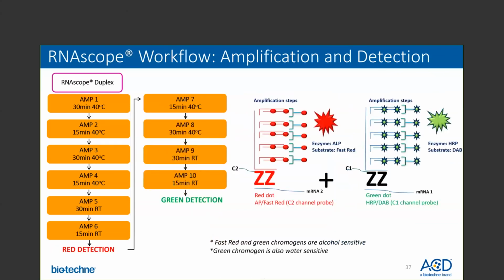The RNAscope duplex assay has sequential detection of red and green chromogen. Following AMP1 through AMP6, you will detect the red chromogen first using ALP fast red chemistry. Please note the red chromogen detects the channel 2 probe. After red detection, AMP7 through AMP10 are required for green detection. The green chromogen detection is HRP based and will detect channel 1 probe. Both the fast red and green chromogens are alcohol sensitive. The green chromogen is also water sensitive.